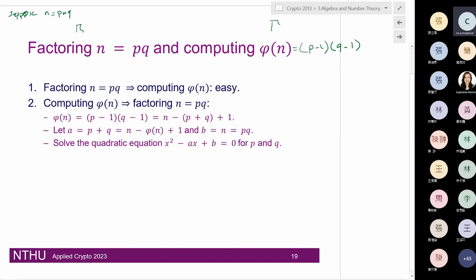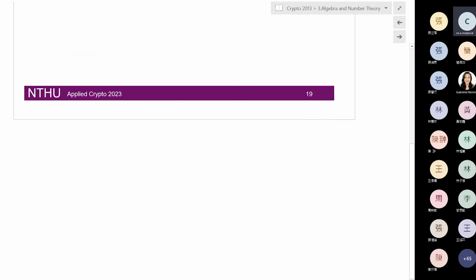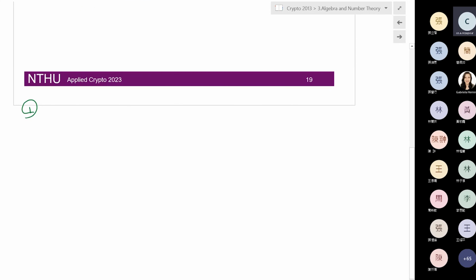So let's do one way. The first one says that if factorization is given, if we have an algorithm that can do factorization, then computing phi n is easy, right? So how do we show that one? I'm going to show that one over here. That means that I'm reducing gamma, which is computing phi n, to the problem pi. The gamma problem is that, given n, we want to compute the phi of n.